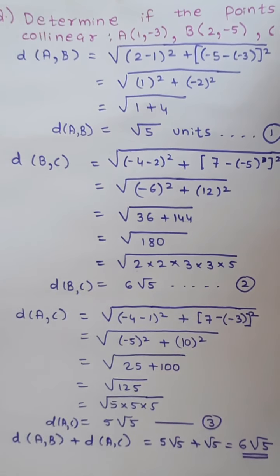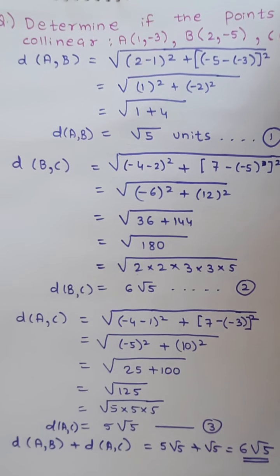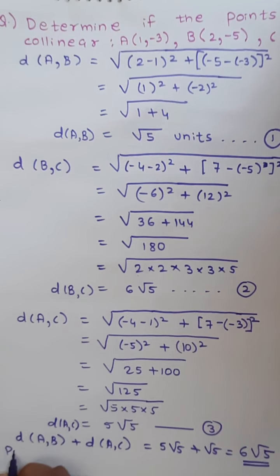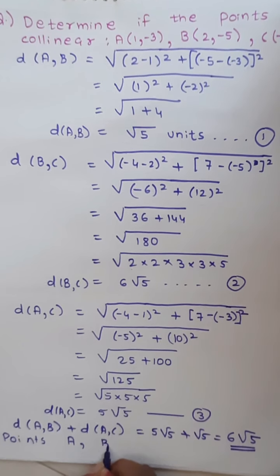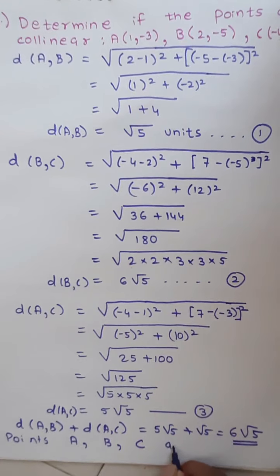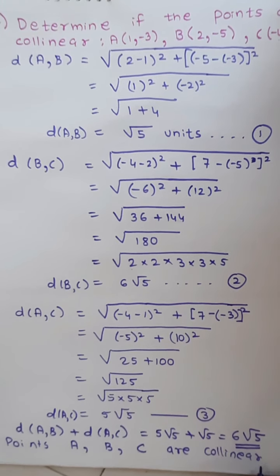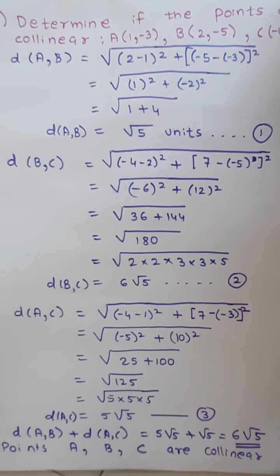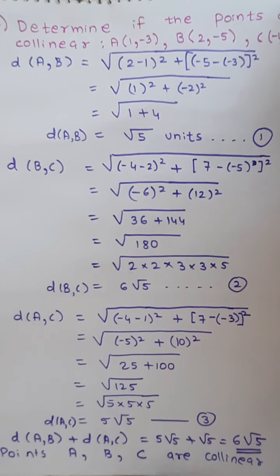So when I add two distances, I am getting the third distance, and therefore I can say that points A, B and C are collinear. Because if you see, the distance of AB plus distance of AC is equal to distance of BC, so the points are collinear.